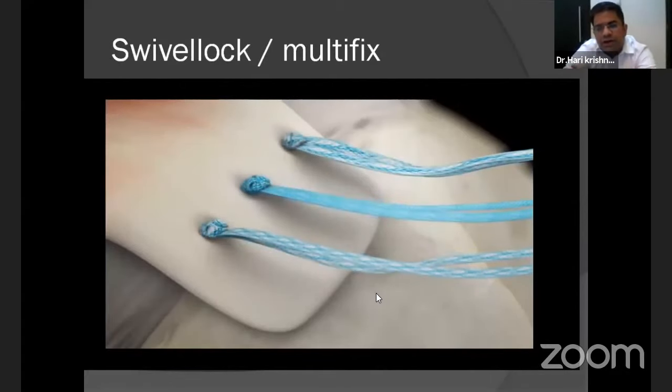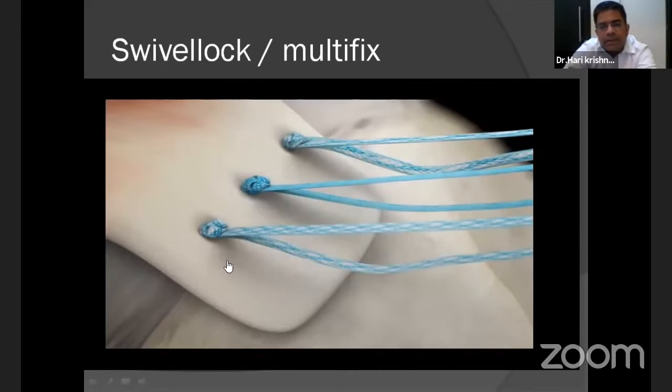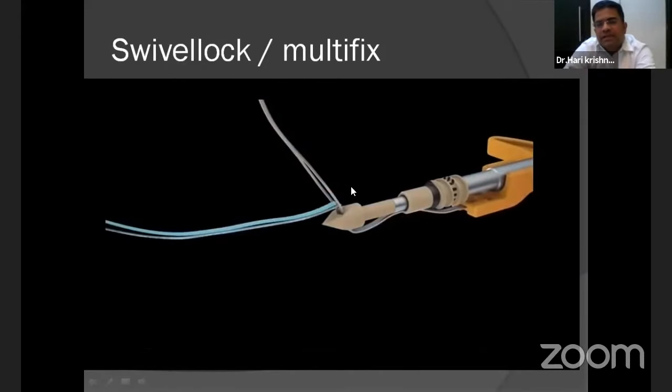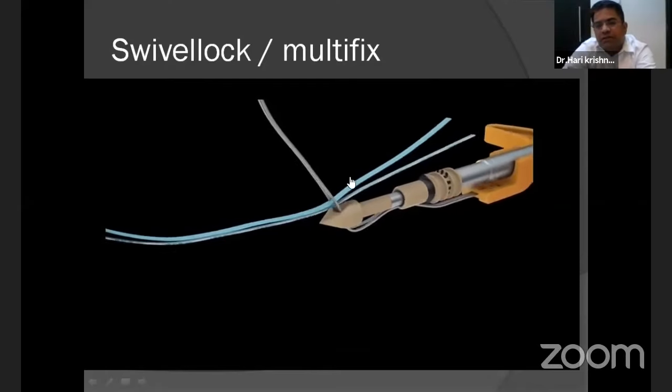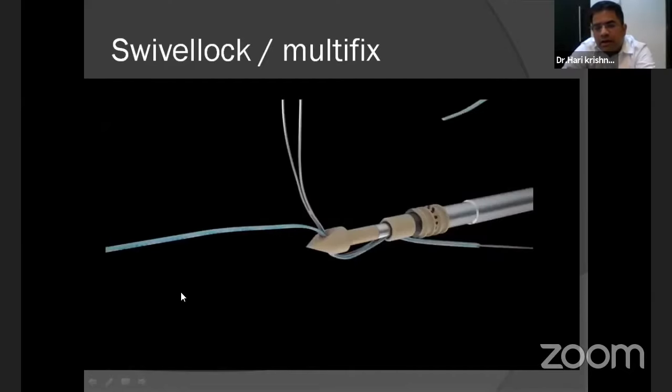So after tying the rotator cuff for the double row repair, once I cut the other threads, I pass the threads through the slot which is given for the multifix device and go on pulling the threads and then bury this anchor into the anterolateral on the GT.